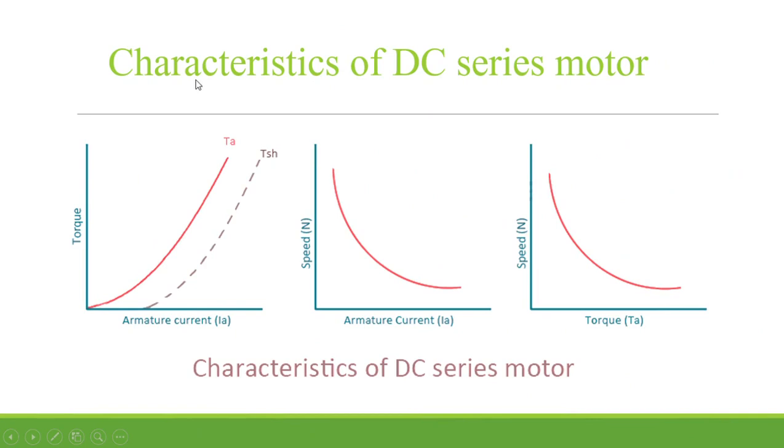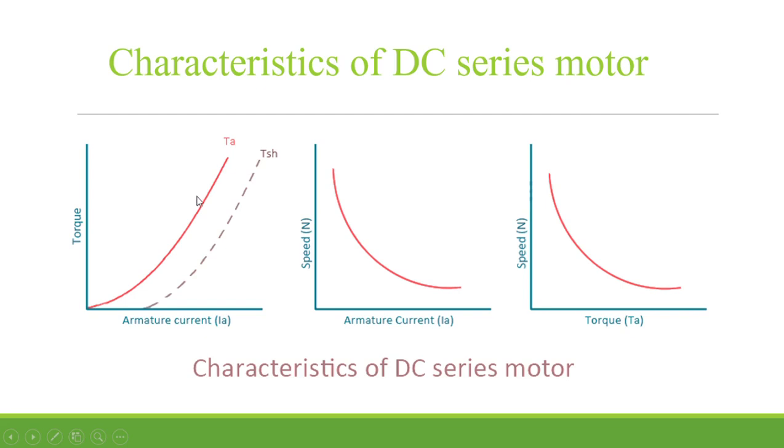to flux into Ia. For a series motor, the flux is directly proportional to Ia. So torque gets directly proportional to Ia square. So we will get a parabola curve. We will be getting this parabola curve until magnetic saturation of field poles occurs. After the magnetic saturation, the flux will be independent of the armature current.